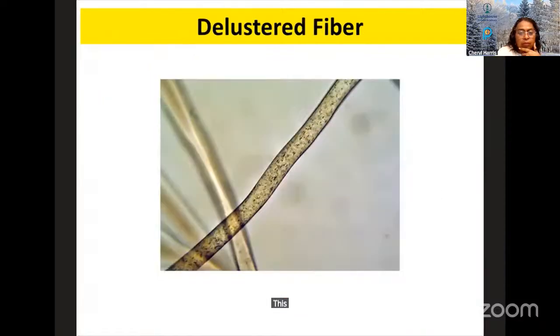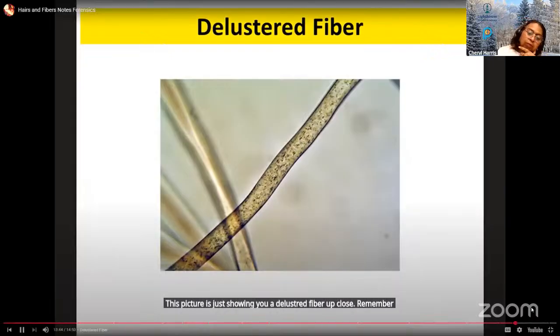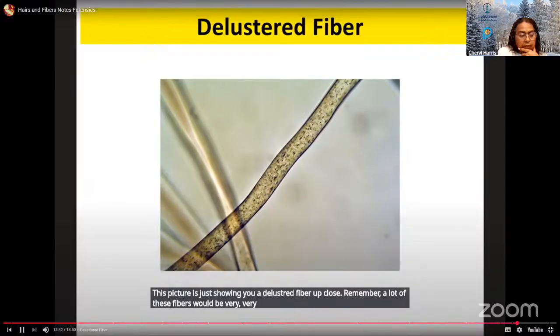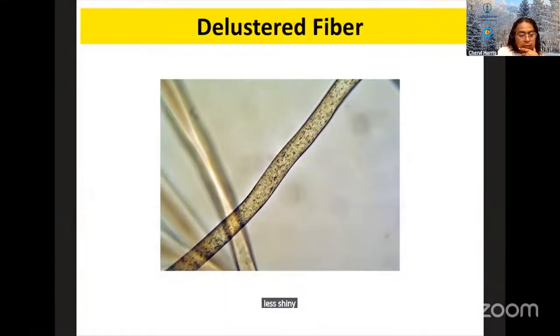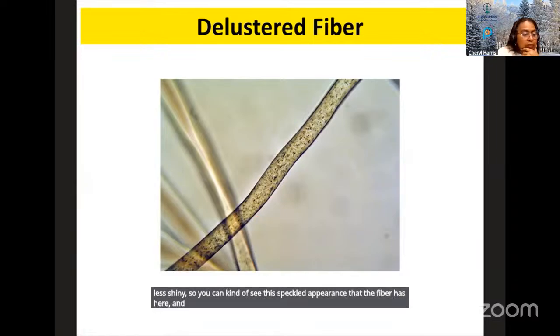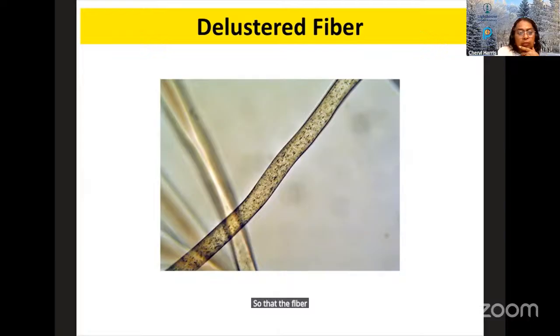This picture is just showing you a delustered fiber up close. Remember, a lot of these fibers would be very, very shiny, so they add a delusterant to make them less shiny. You can see this speckled appearance that the fiber has here, and that is important so that the fiber is not as shiny as it would be without it.